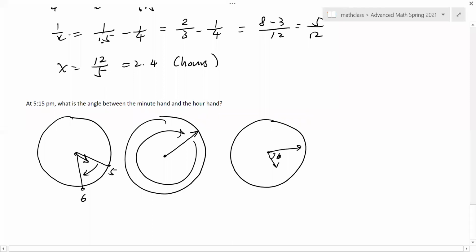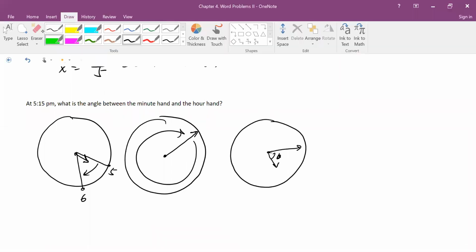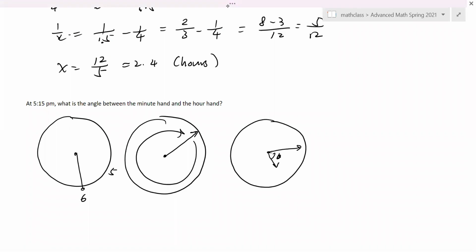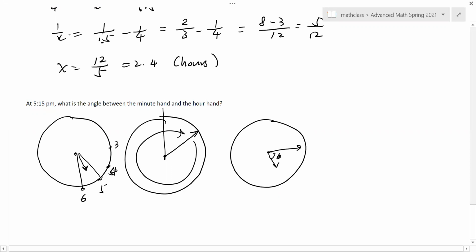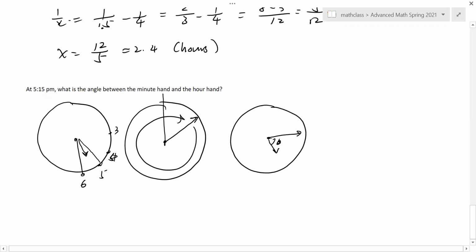The picture is not precise. Let me draw the hour hand here. Okay. This is 3. Here's a 4. Here's a 5. Okay, this should be the picture here. So when the minute hand rotates 360 degrees, the hour hand rotates from here to here, 30 degrees, right? 30 degrees, the hour hand, right?